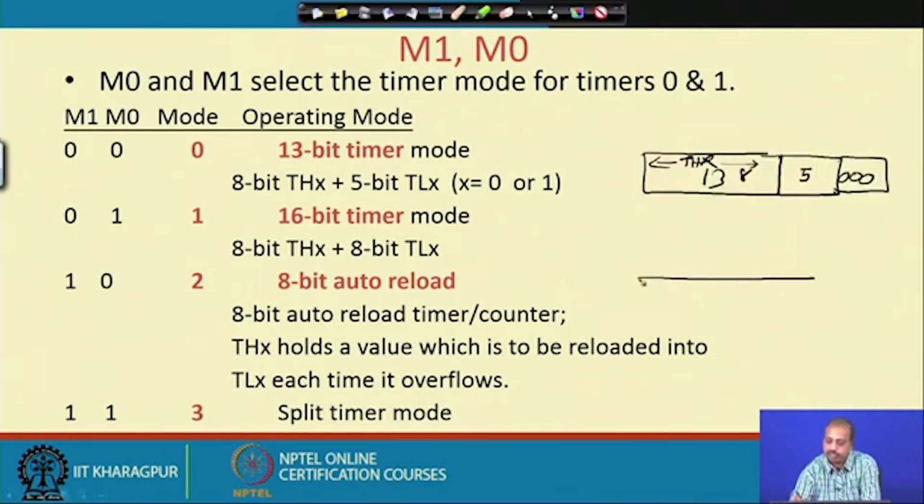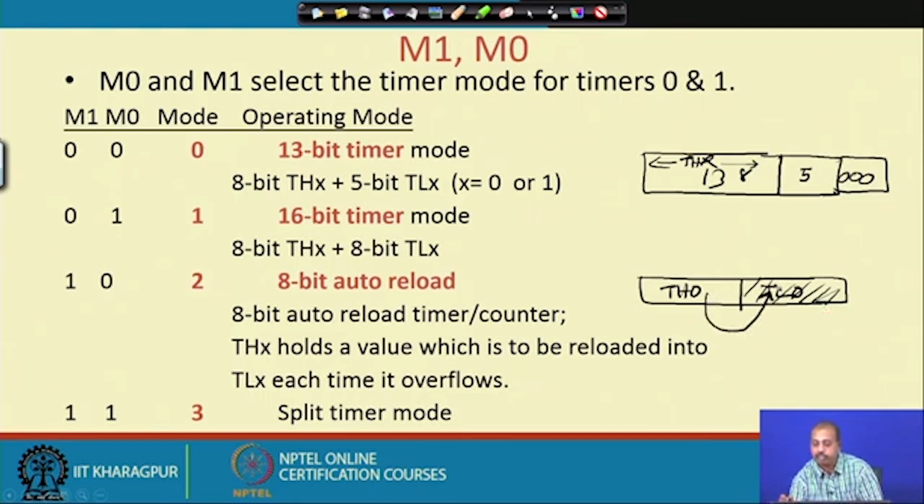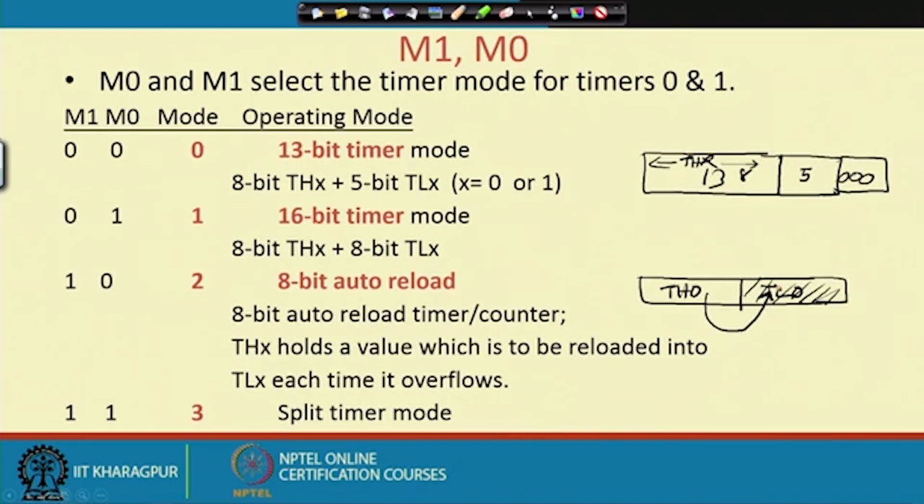We have this THX and TLX register pair, say TH0 and TL0. TL0 is actually operating as the timer, and TH0 just holds the initial value. So your timer is an 8 bit timer. When this timer overflows, the TH0 value will be copied into TL0 and it will restart. If you are trying to generate a periodic operation, this is very much useful. Your periodic delay can be generated in this way.